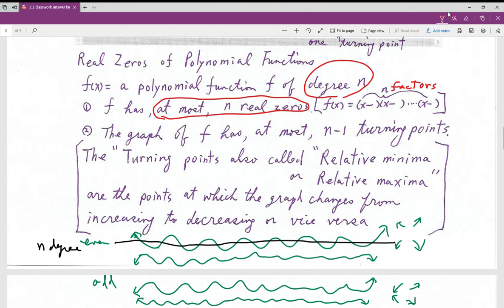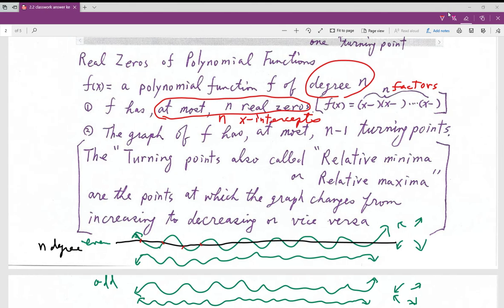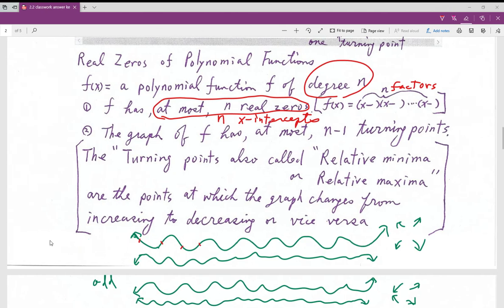So if you are able to find the n factors, you have n x-intercepts. When you have n x-intercepts, let's make it a smaller number. How about n equals 5? How about that? So n equals 5. Let me make it easier for you to understand.